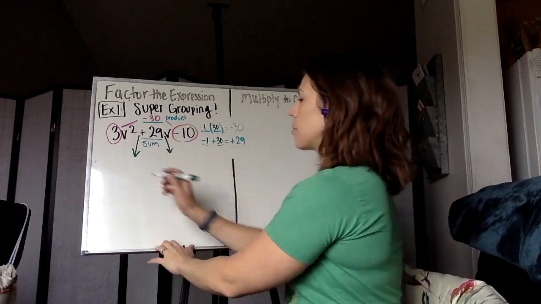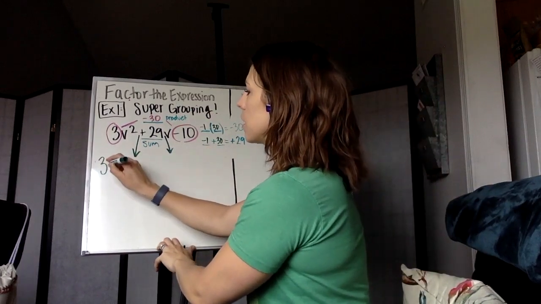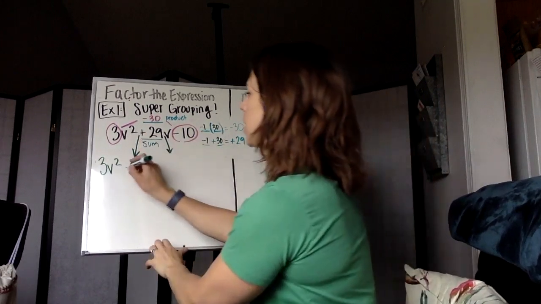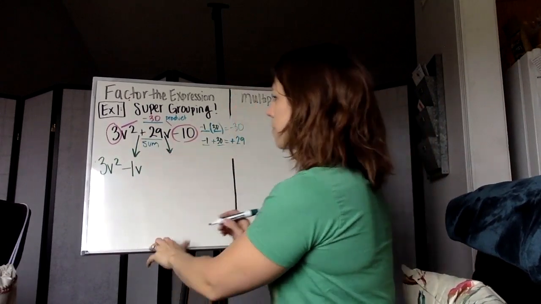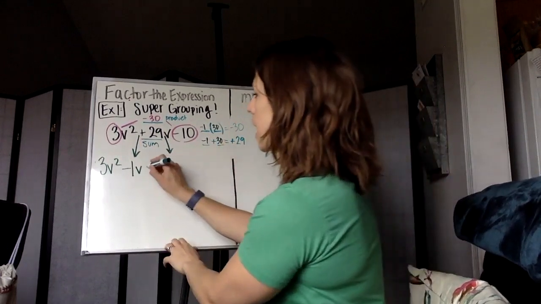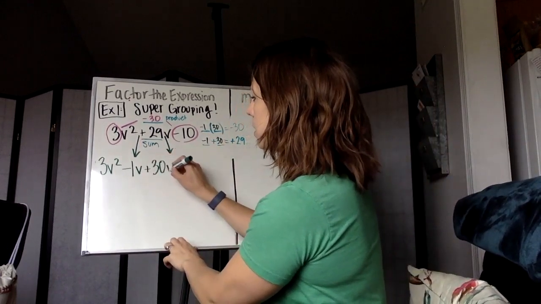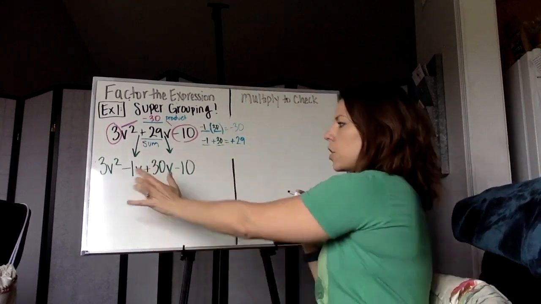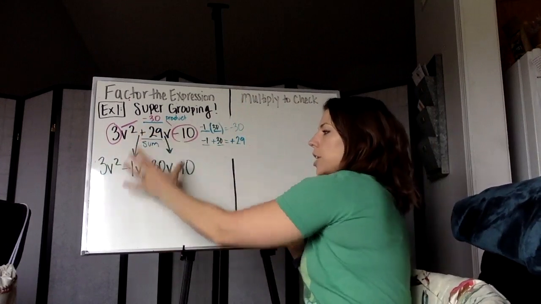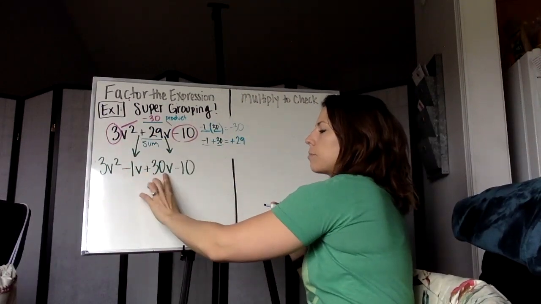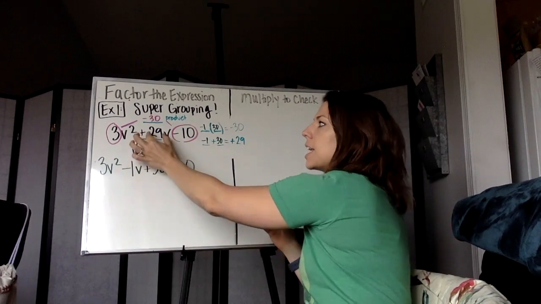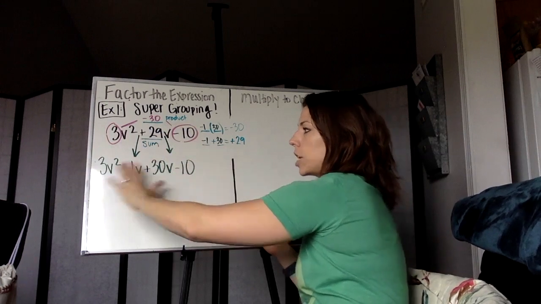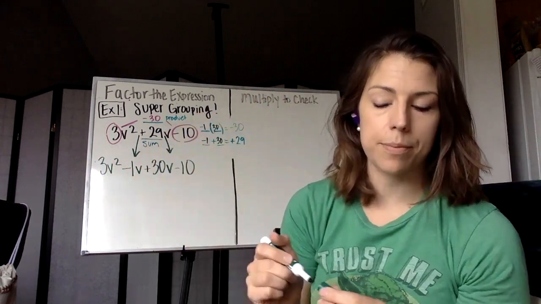So here we go. My first term is the same, 3b squared. My second term just became negative 1b. My third term just became positive 30b. And my last term is negative 10. Notice that this is the exact same expression. These are equivalent because negative 1b plus 30b, if I were to combine these, would give me a positive 29b. So these are equivalent expressions. All I did was change it into 4 terms so that I could do grouping.